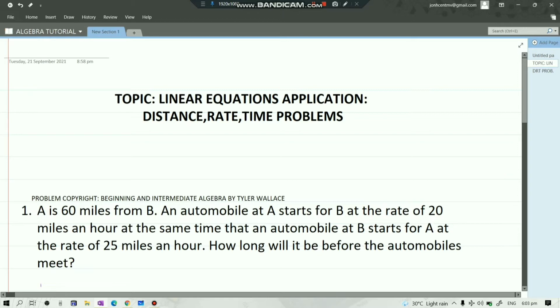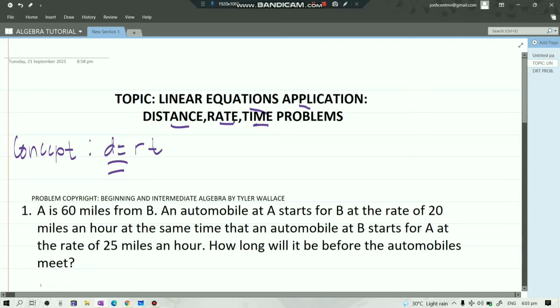So, today's topic is application of linear equation. We have the distance, the rate, and the time problems. So, what we have here is the concept of distance is equals to rate times the time. So, ito yung ating concept sa pag-solve ng problem.